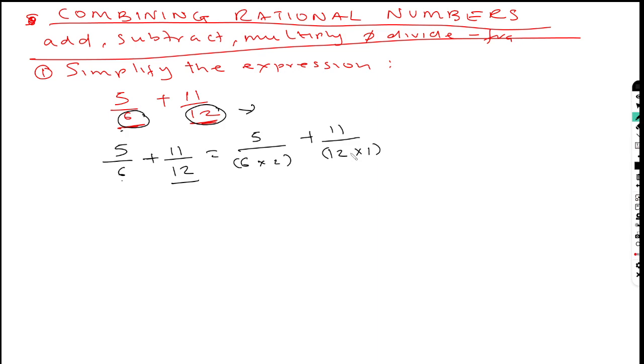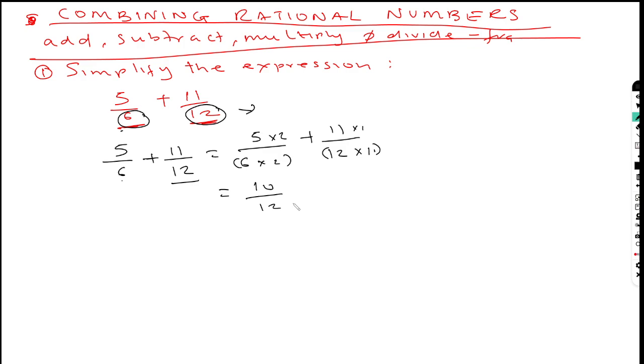Okay, those are shared denominators. Oh sorry, if you multiply by 2 here, you have to multiply the top one, the numerator, by 2 too. The same thing, multiply by 1, multiply by 1, which will be the same thing. So in this case it will be 10 over 12.